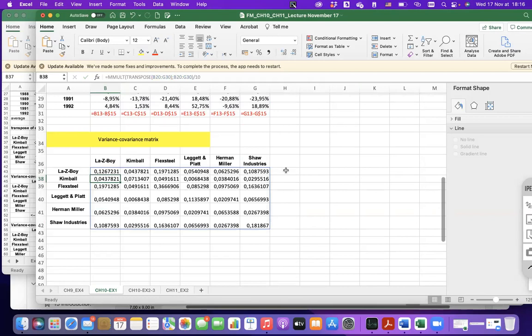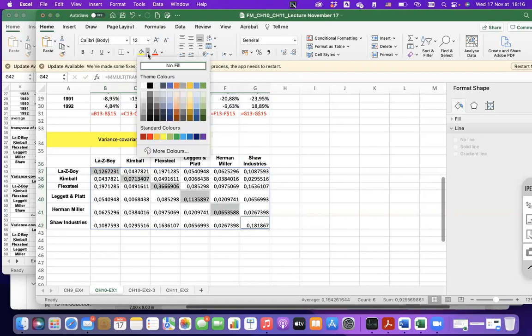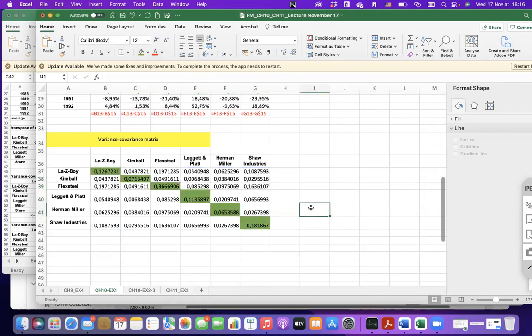So this is the variance covariance matrix. These numbers here represent the variances, while the numbers below and above this diagonal represent the covariances. And since the variance covariance matrix must be symmetric, the numbers above the diagonal should be the same numbers below the diagonal. So this is one way to check if your answer is the right one or not.